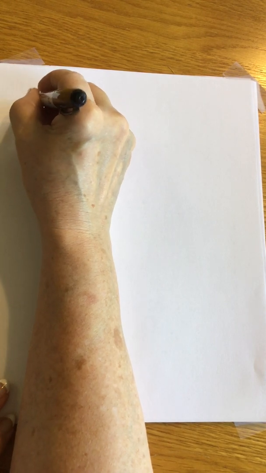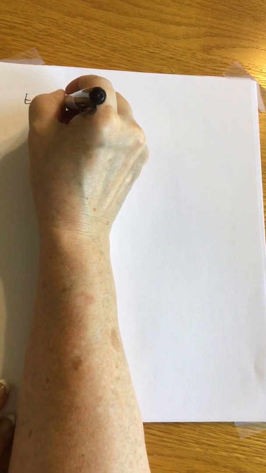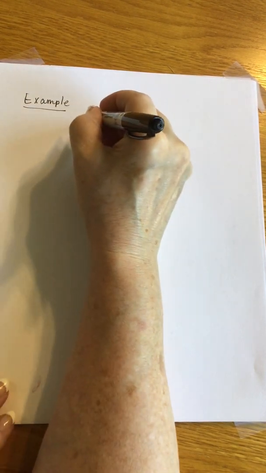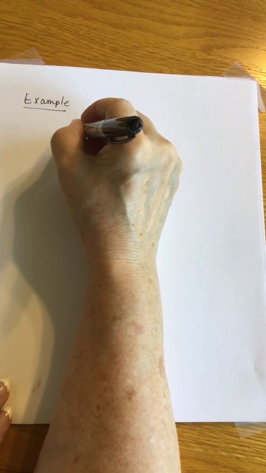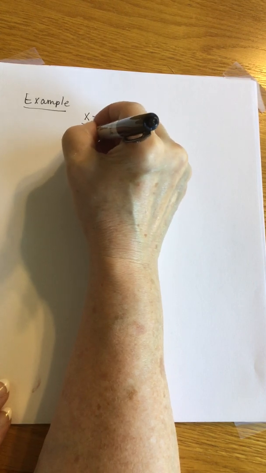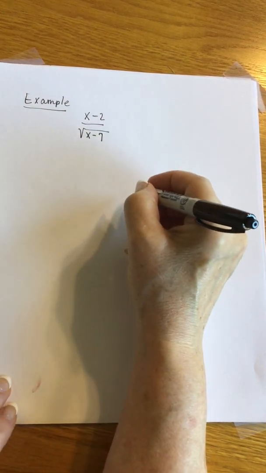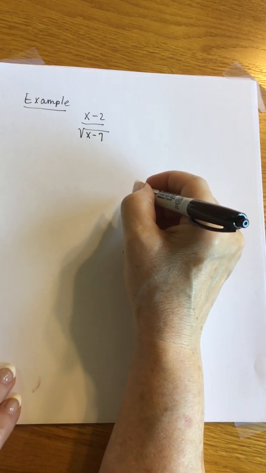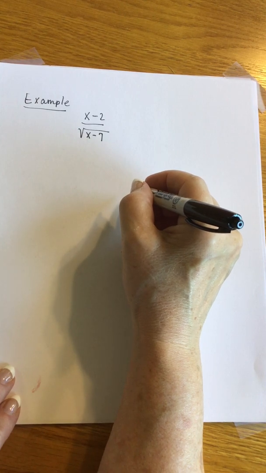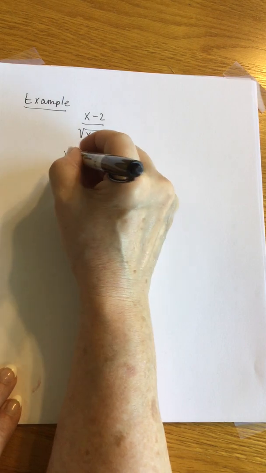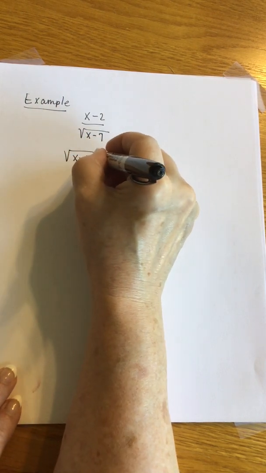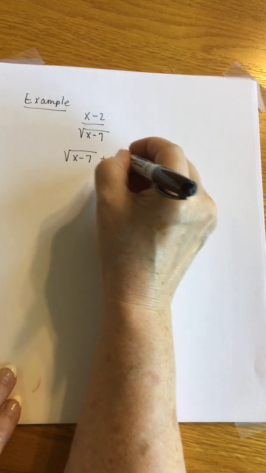So, example. We have another one: x minus 2 over the square root of x minus 7. So we've got a rational expression. This time we do have a denominator. So we're going to say the square root of x minus 7 cannot be 0.